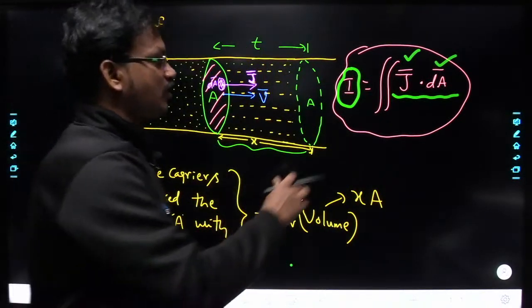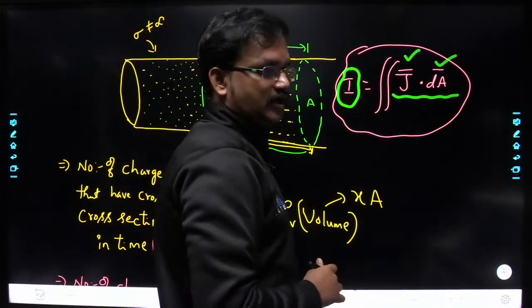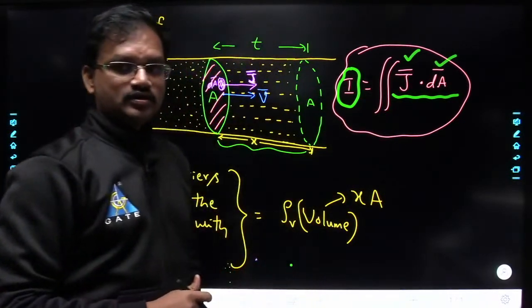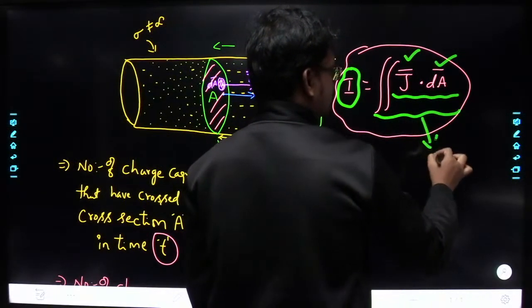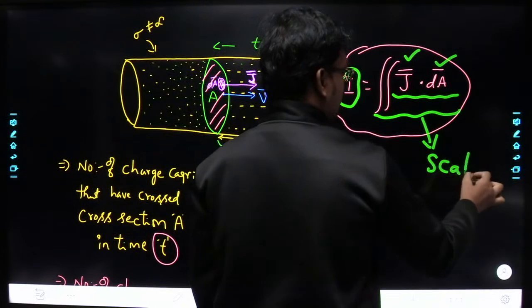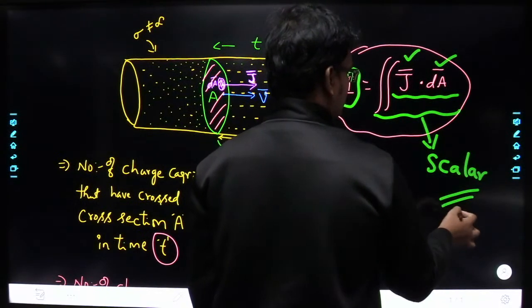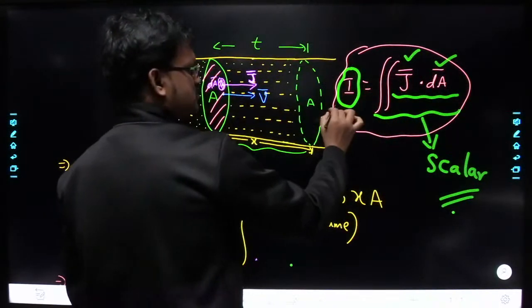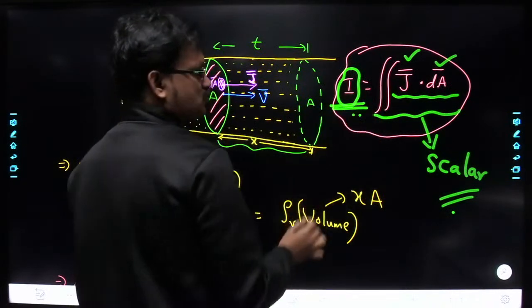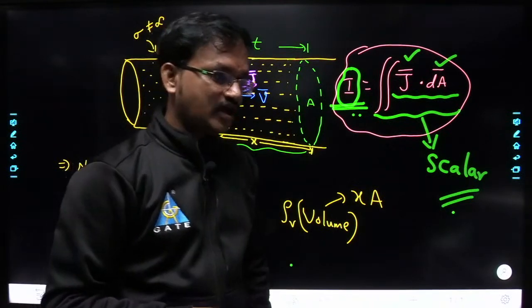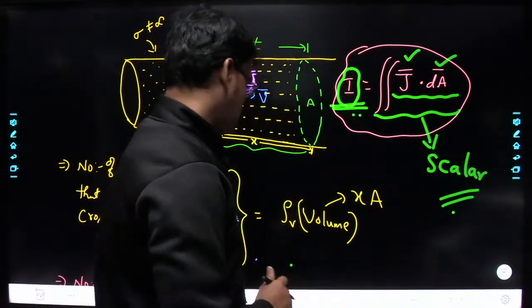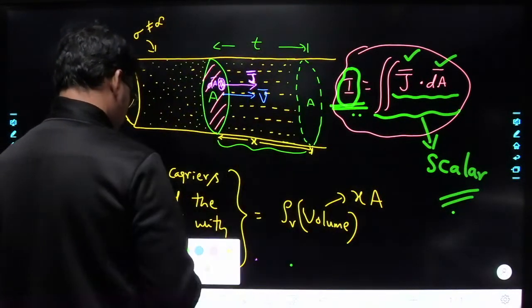The resultant of the dot product is a scalar quantity or a vector quantity? So the resultant of the dot product is a scalar quantity. Understood? And the resultant of this dot product is nothing but I. So that means I is a scalar quantity. Yes or no? Okay, so this I have specified here.